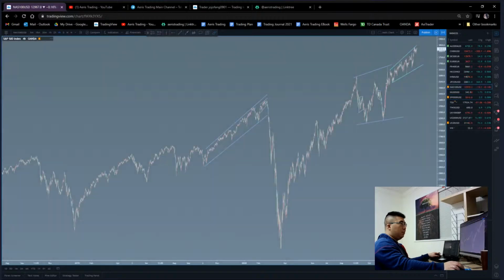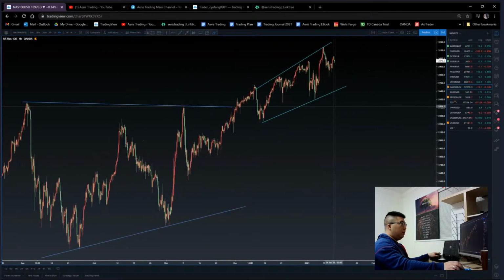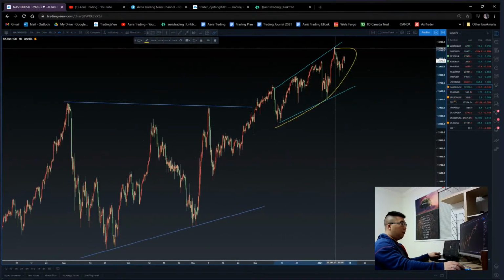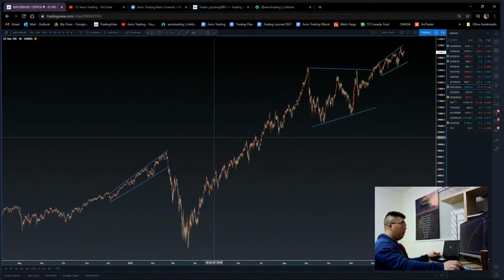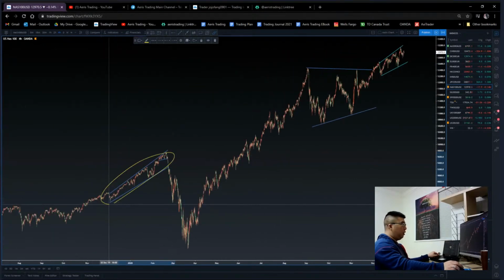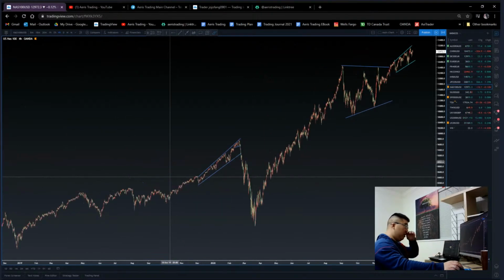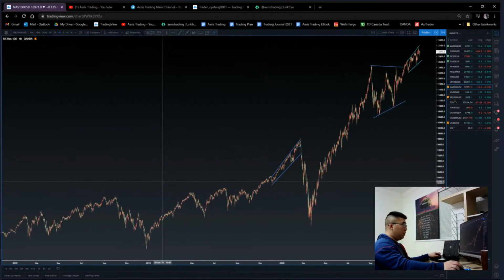So that's S&P. The last one I'm going to go over is Nasdaq. So Nasdaq, same thing, right? We're in this kind of ascending channel. We've seen these all the time, over and over again. So no difference here in this case. We're seeing them over and over again in the market.